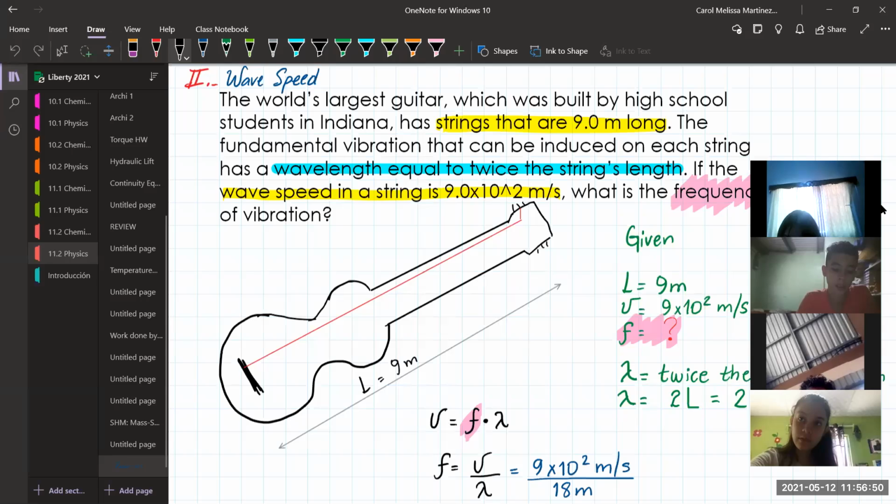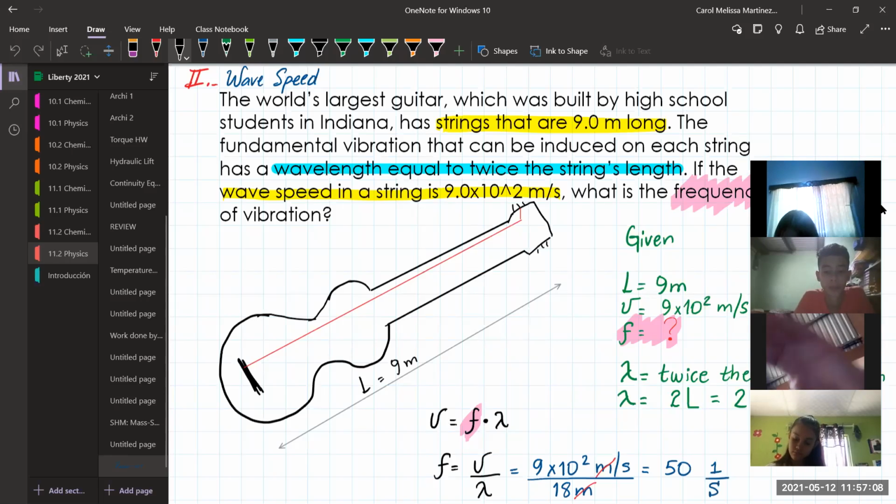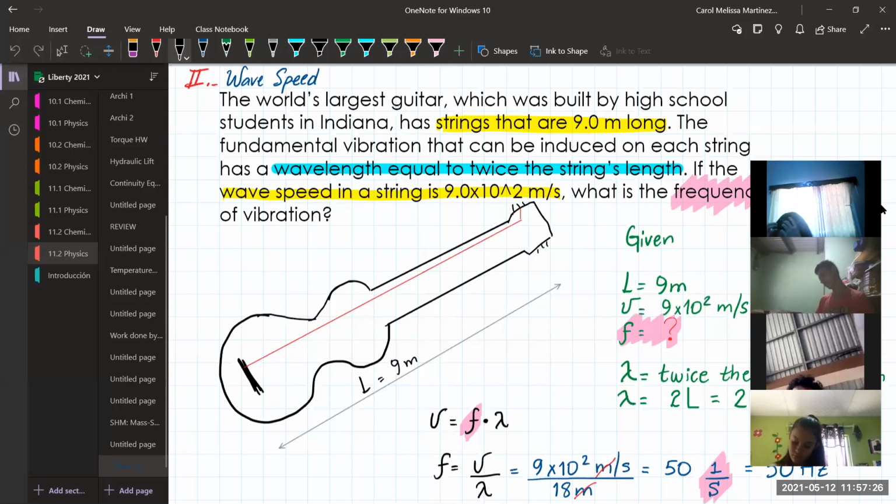50. Remember that you cancel the meters here, and the answer will be 1 over seconds. Okay, so this is going to be 50, 1 over seconds, and this is nothing more than hertz. This and hertz are the same, so you can just write 50 hertz, and that will be it. Easy topic, interesting word problem.